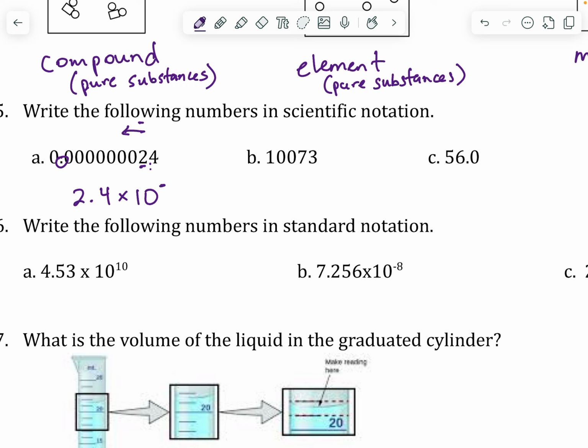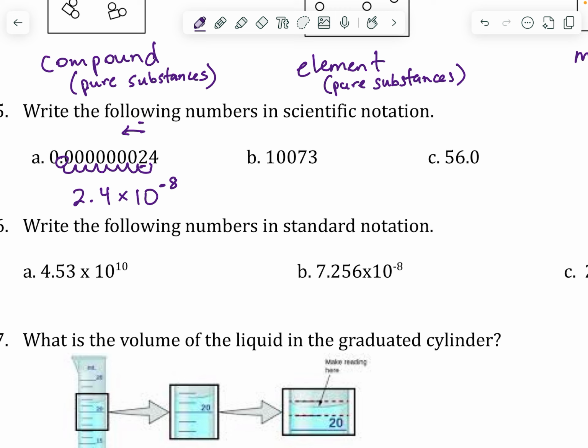There's going to be a negative exponent, and that exponent here is just how many times we have to move that decimal. And so we go 1, 2, 3, 4, 5, 6, 7, and 8. That's how we know this is 2.4 times 10 to the negative 8 if we wanted to rewrite that.